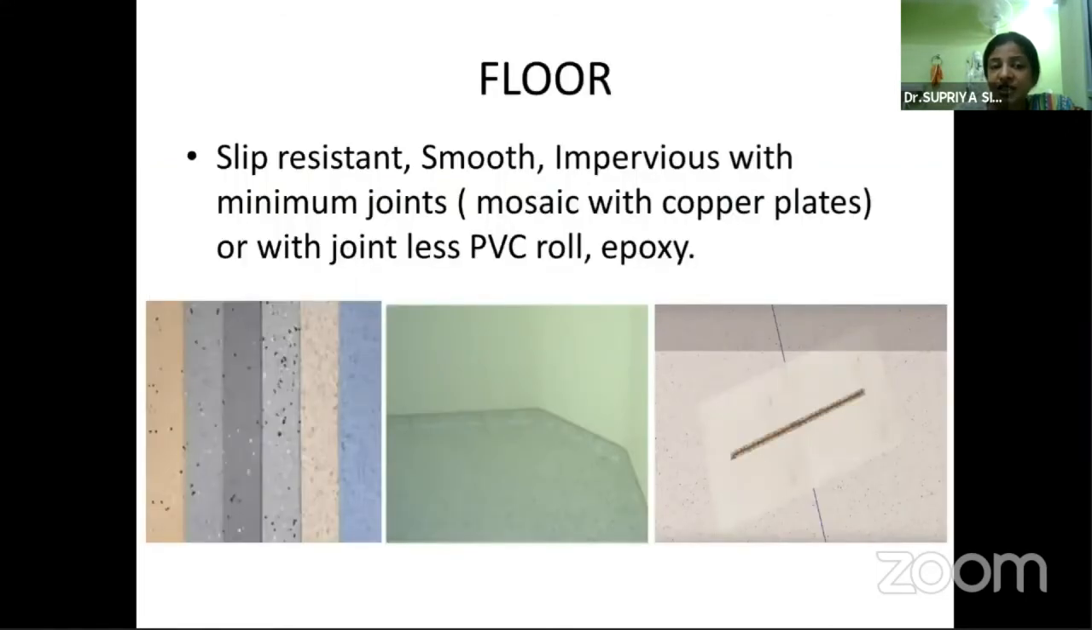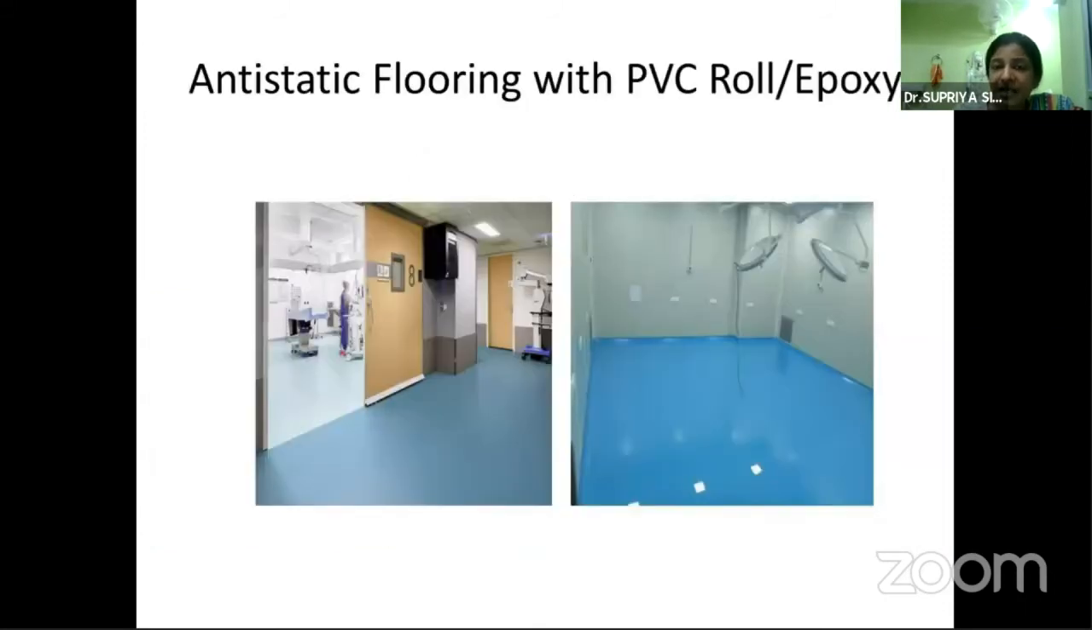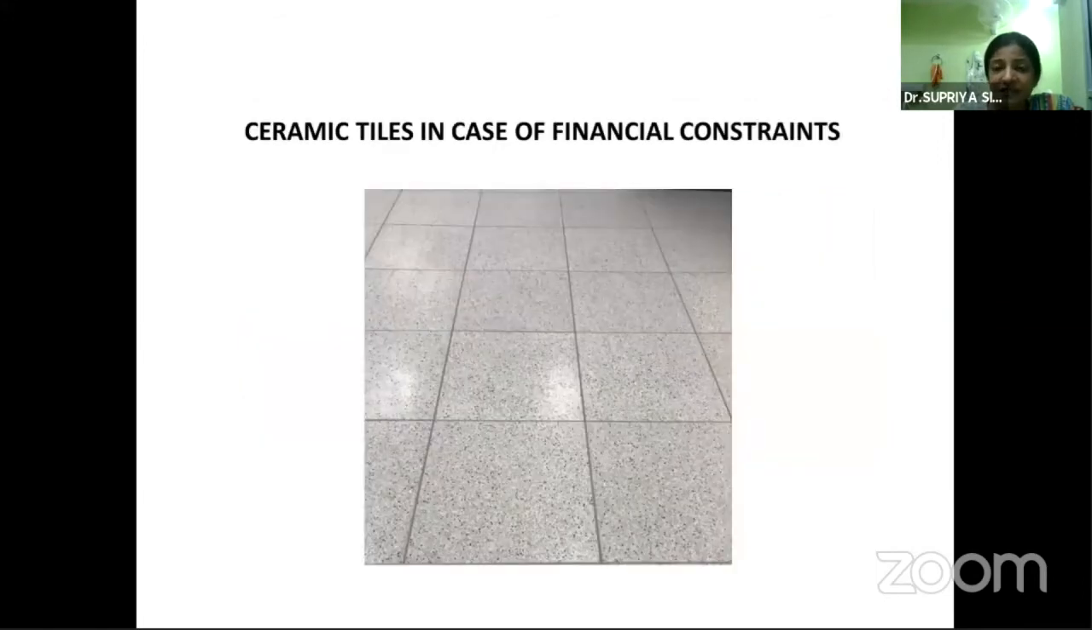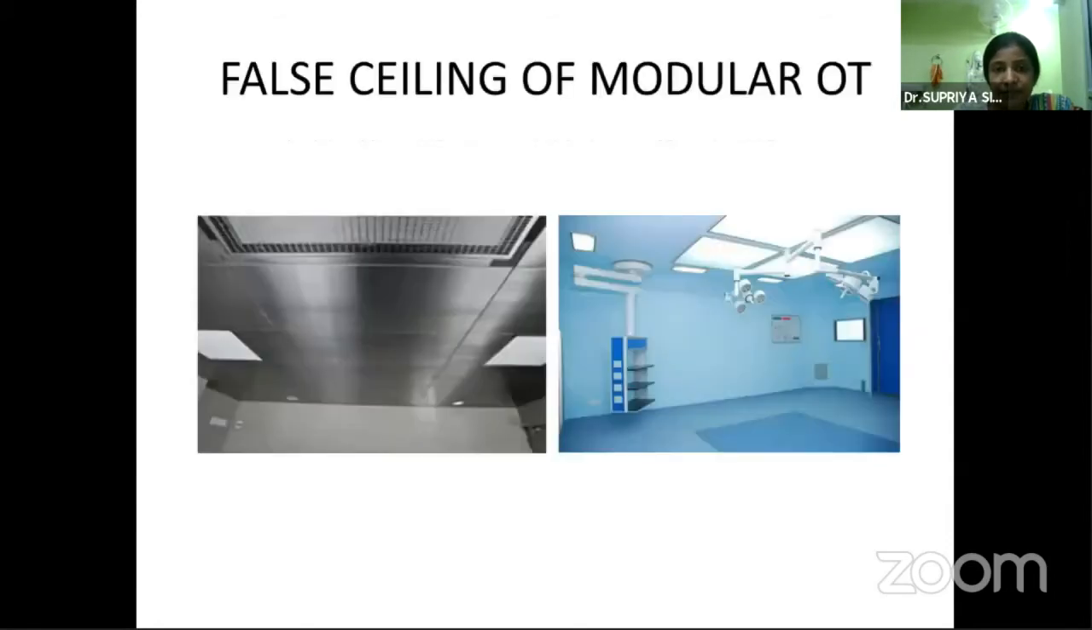Flooring must be essentially slip resistant, smooth, easy to clean and impervious with minimum joints. It should be either mosaic with copper plates to carry away any static electricity produced, or it can be made anti-static with PVC roll or epoxy. Once again, if there is a financial constraint, then instead of these materials, ceramic tiles can be used.